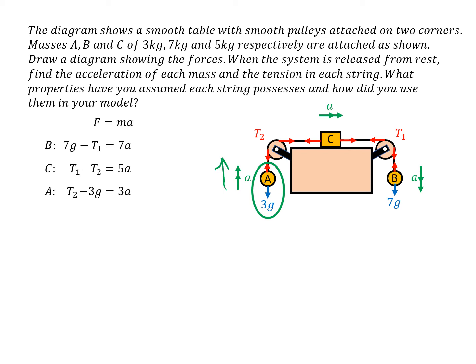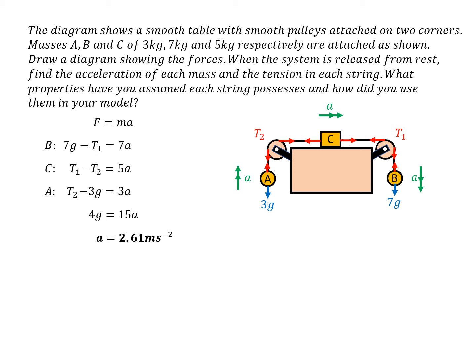So now I have these 3 equations. I'm trying to solve them simultaneously. The easiest way of doing that is to simply add all of these 3 equations together. What will happen then is that T1 and minus T1 will cancel. The T2 and the minus T2 will cancel, leaving me 7g minus 3g, which is 4g, and here 15a. So 4g equals 15a. If I take g as 9.8, then that's my figure for a.